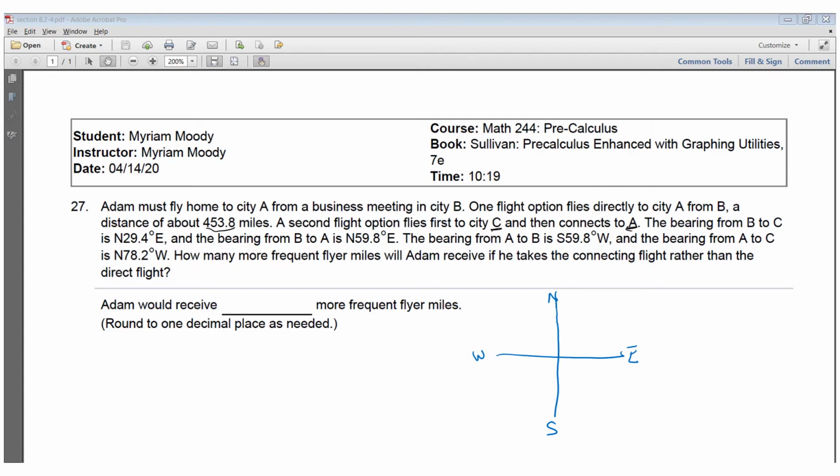We have a bearing from B to C that is north 29.4 degrees to the east. All right. We have a bearing from B to C. You go north, and then you're going to the east, and east is to the right.